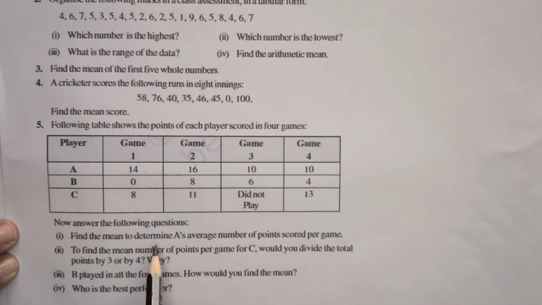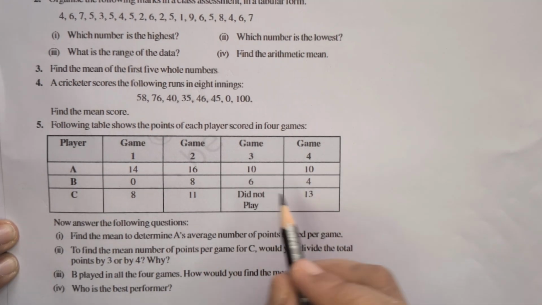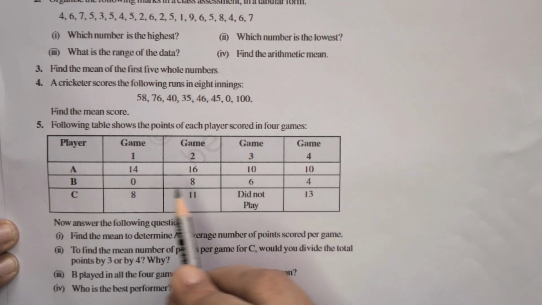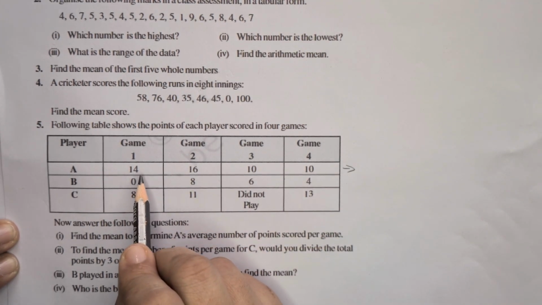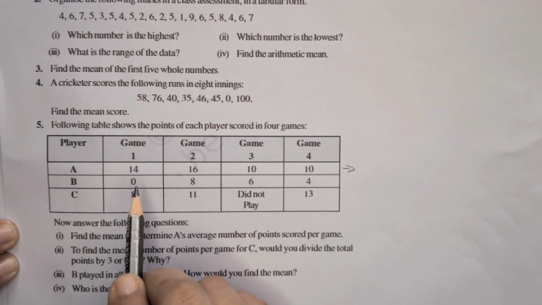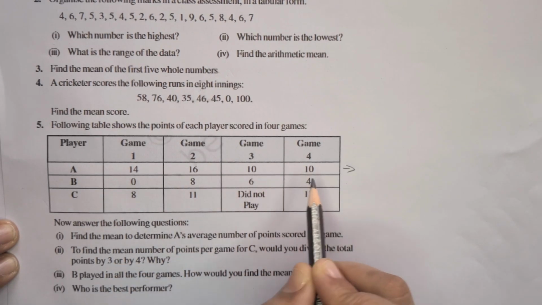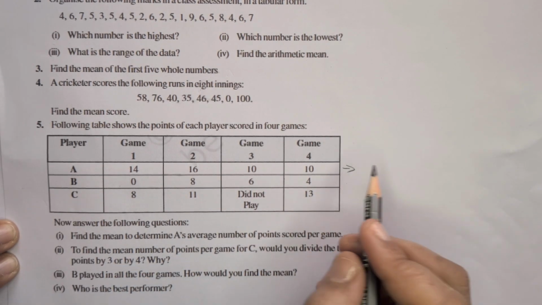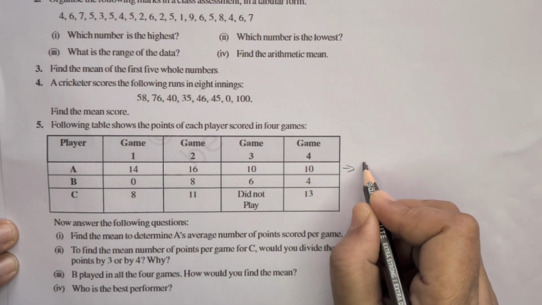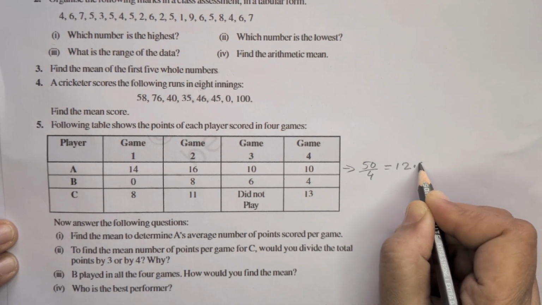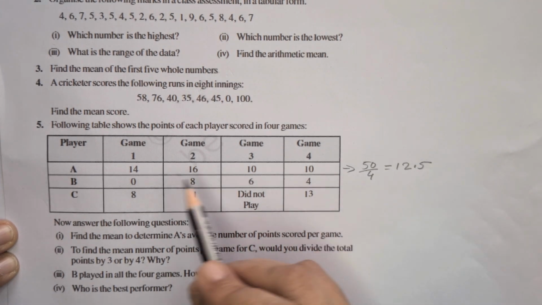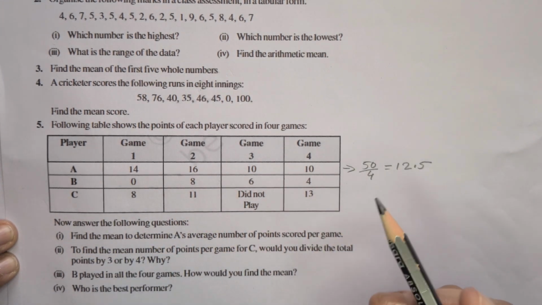Find the mean to determine A's average number of points scored per game. To find mean, we have to take sum divided by number of observations. Here sum means total score of A. 14 plus 16 plus 10 plus 10. That will come as 50. So 50 divided by 4 is equal to 12.5. That's the mean score of player A.